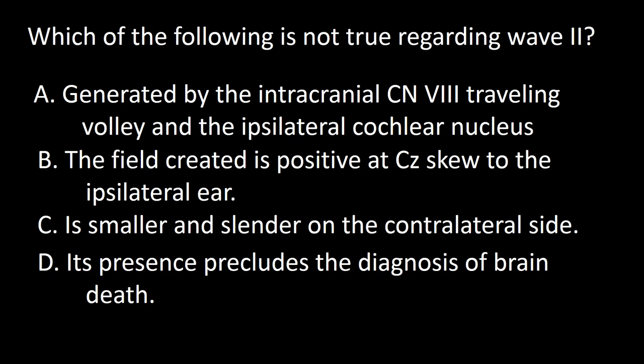Next question. Which of the following is not true regarding wave 2? A. Generated by intracranial cranial 8 traveling volley and the ipsilateral cochlear nucleus. B. The field created is positive at CC, skewed towards the ipsilateral ear. C. Is smaller and slender on the contralateral side. D. Its presence precludes the diagnosis of brain death.